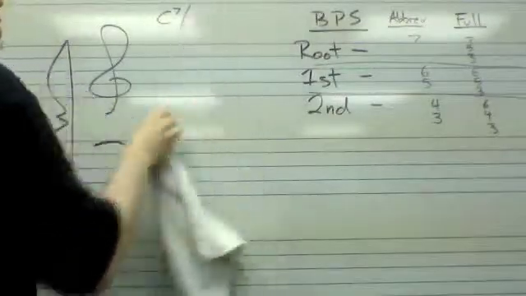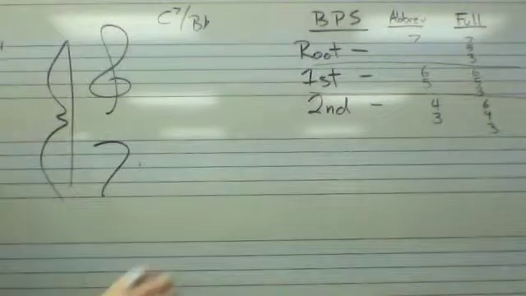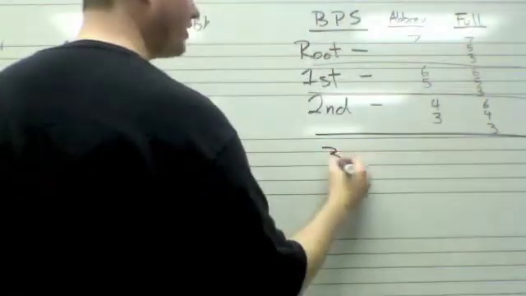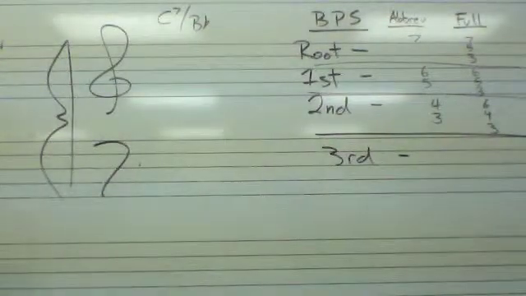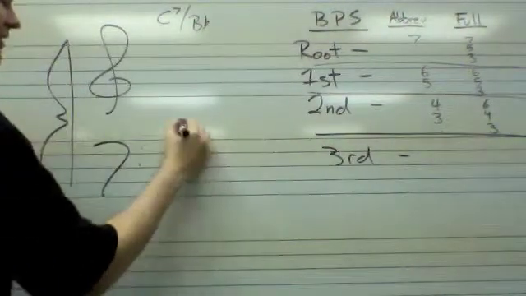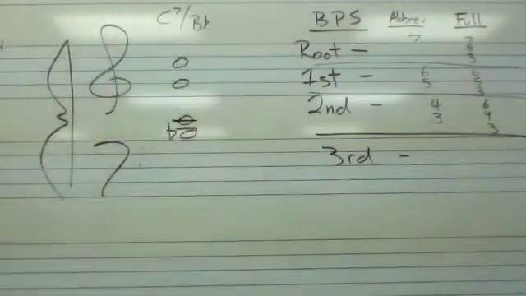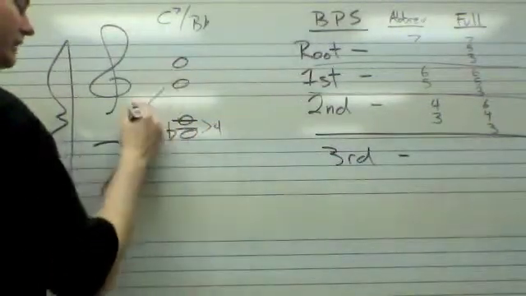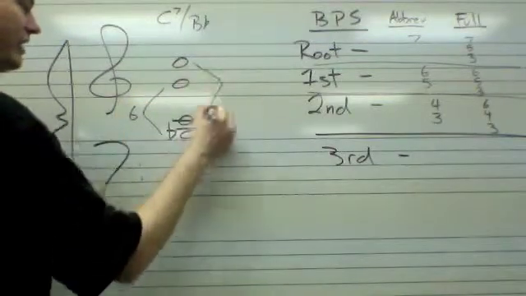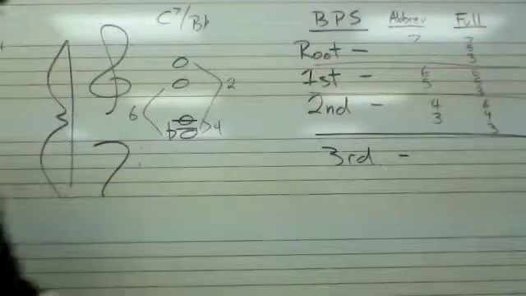If we put the seventh in the bass, this becomes third inversion. There's no such thing as a third inversion triad, but there is a third inversion of a seventh chord. So B flat in the bass, let's put an E here. Spell it like that. We have the interval of a fourth. We have the interval of a sixth. And we also have the interval of a second.